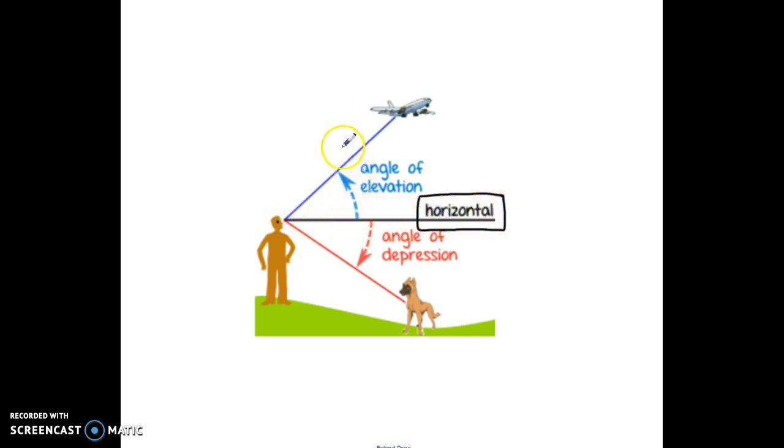If you have to look up, the angle of elevation would be from that horizontal. So if I had to look up 23 degrees to see this airplane, then that's from the horizontal. From here to here would be 23 degrees. And if my angle of depression is 40 degrees, that's down from the horizontal.